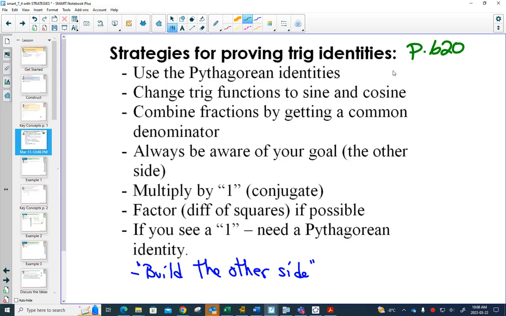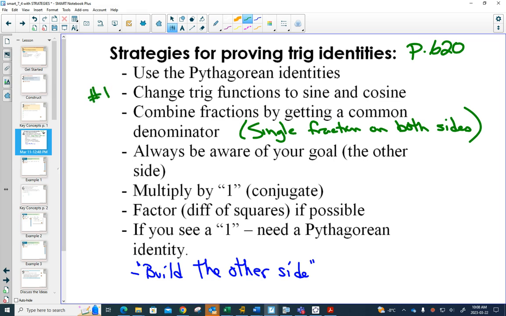And we're going to write down all the strategies we've had, and we're going to sort of code them a little bit. Okay? Combine fractions by getting a common denominator. I have talked about getting things as a single fraction. So we can write that that is there. This is usually the number one strategy.